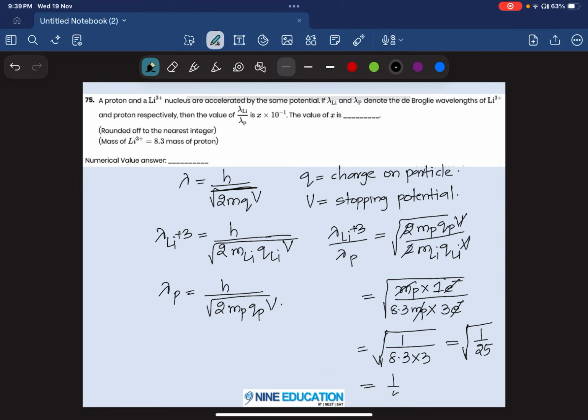So it is nothing but 1 by 5 that you will get as the answer. 1 by 5 is nothing but 0.2. It is 2 into 10 power minus 1. So the answer here is 2. The value of x is 2. So that is the answer.